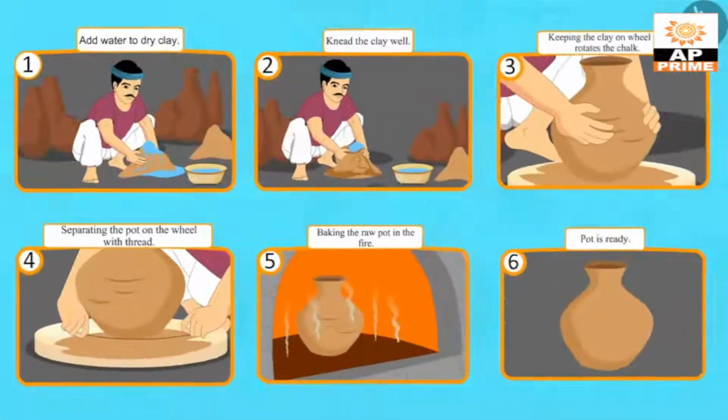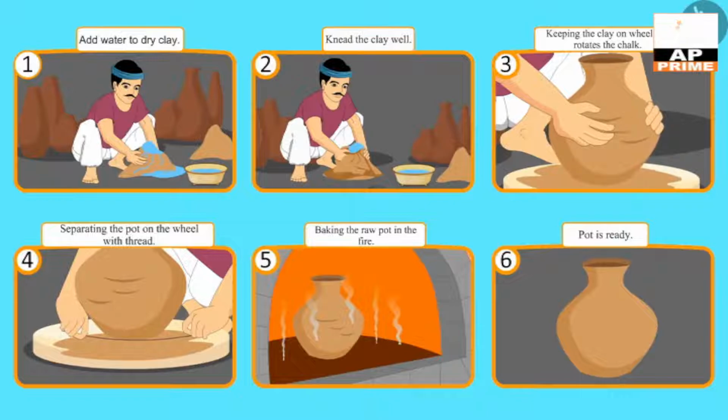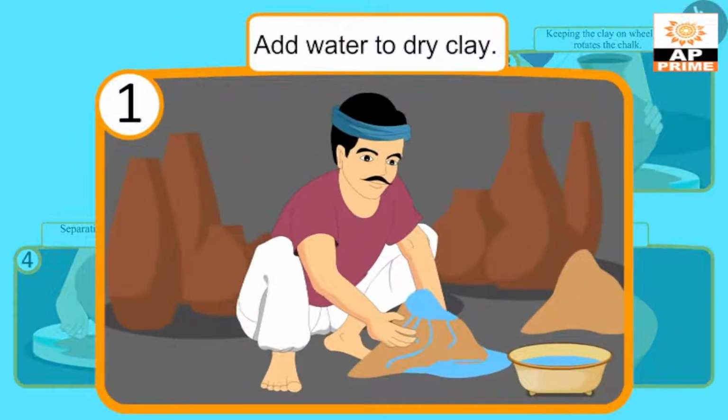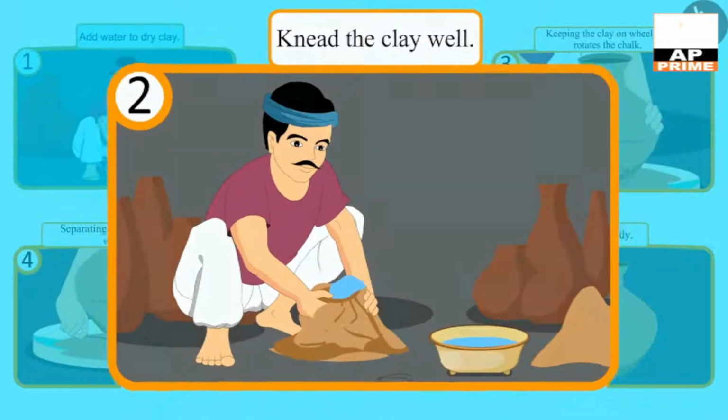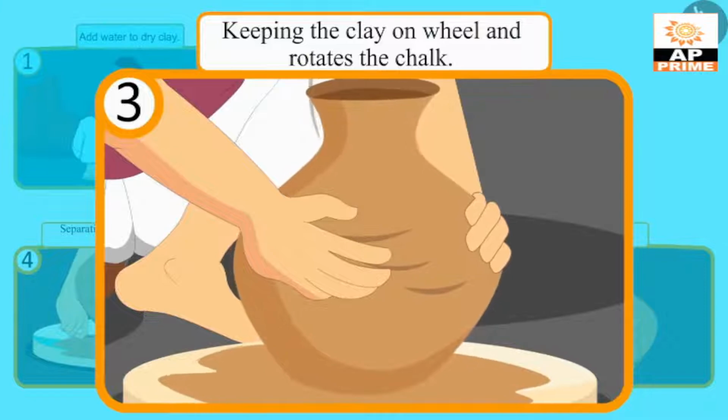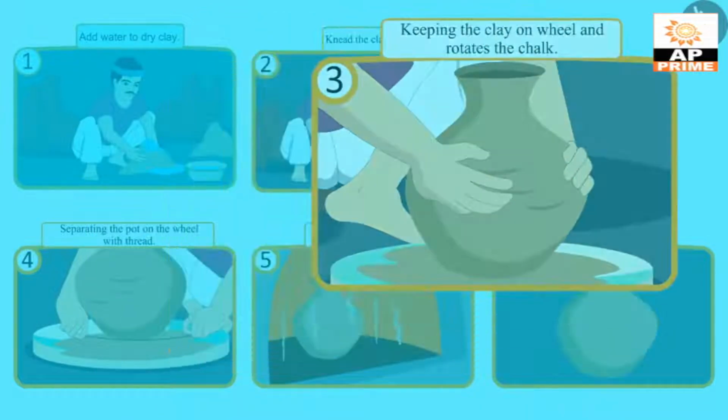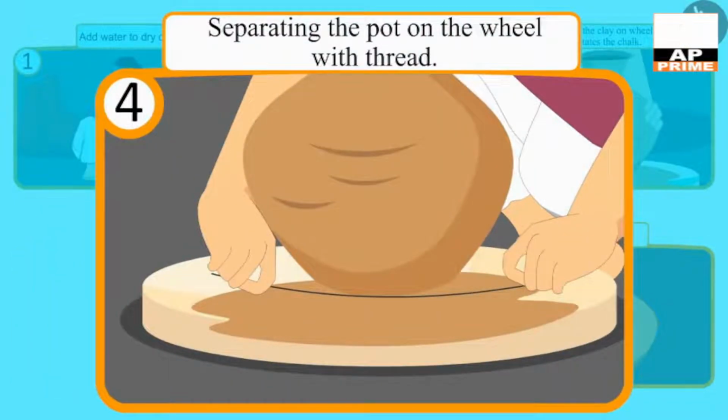First, the pot maker poured water into the dry clay to make a pot. After adding water, he kneaded the clay well with his hands. After that, he keeps the clay on the wheel and rotates it. And then, wetting his hands, he gives shape to the clay on the rotating wheel. And as soon as it comes into shape, he separates the pot from the wheel with the help of a thread.